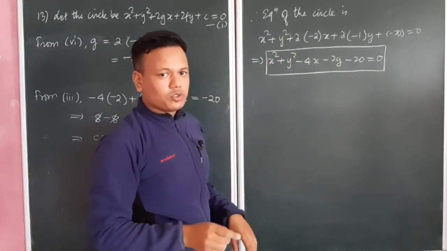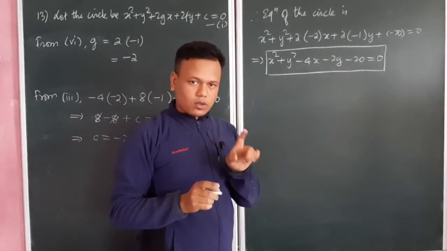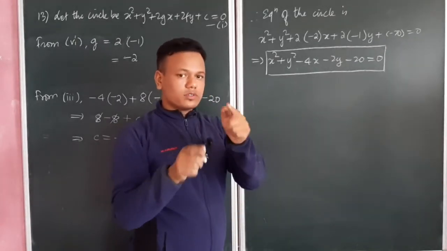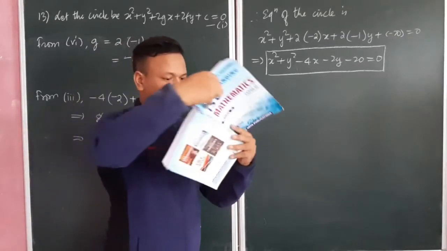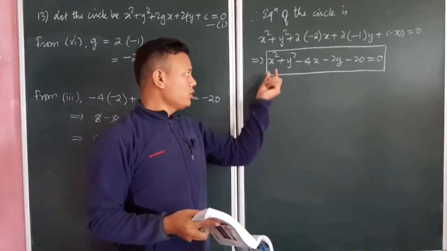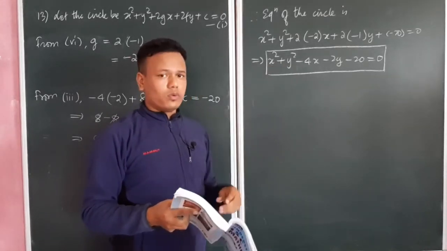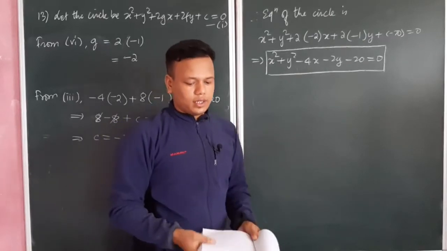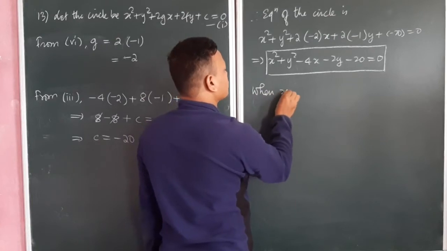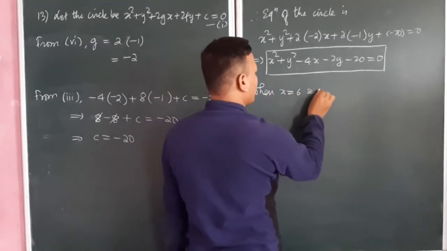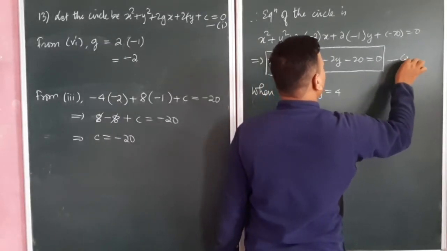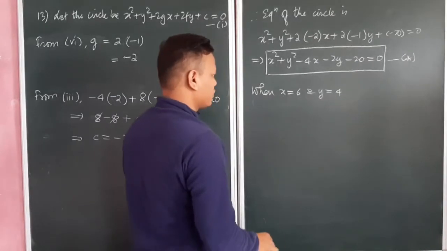Okay, now our aim is to prove that the 4 points are concyclic, and using 3 points I have formed this. Now what was the leftover point? The leftover point was (6, 4), isn't it? Now let us put the value of x to be 6 and the value of y to be 4, and let us see whether this equation is satisfied or not. Let me call this the star equation.